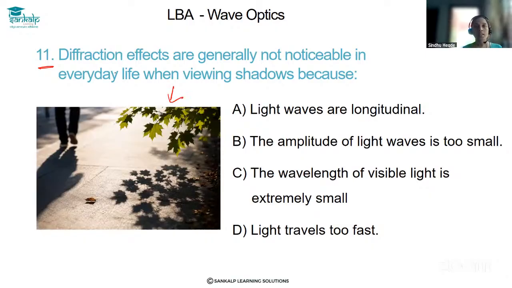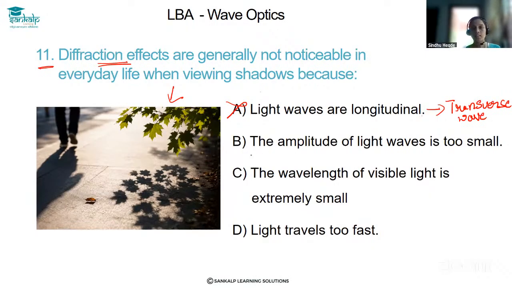Here the question is why we cannot notice diffraction phenomena in everyday life when viewing shadows. Option A tells that light waves are longitudinal. This is wrong. First of all, light waves are not longitudinal waves. These all are transverse waves. Light wave is transverse wave. So option A is wrong.